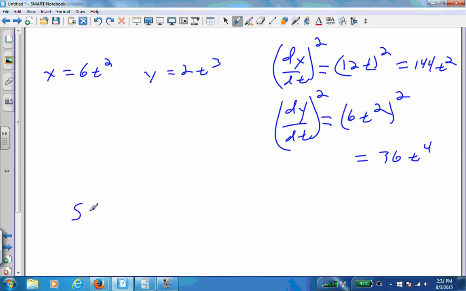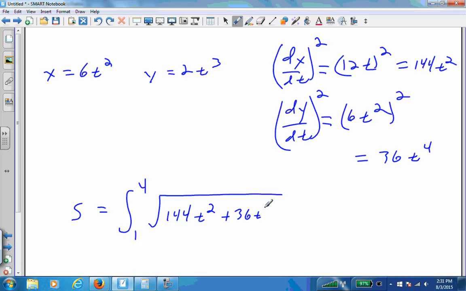So our arc length is the integral from t equal 1 to t equal 4, the square root of dx over dt squared, plus dy over dt squared, dt.